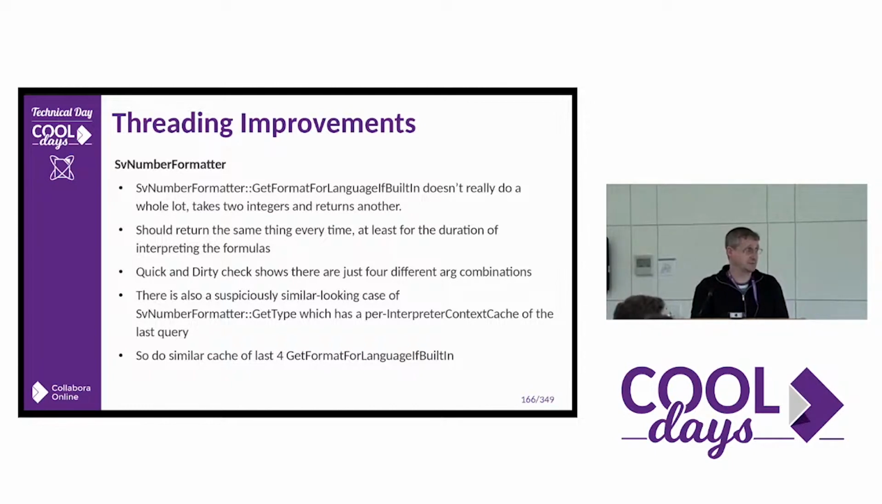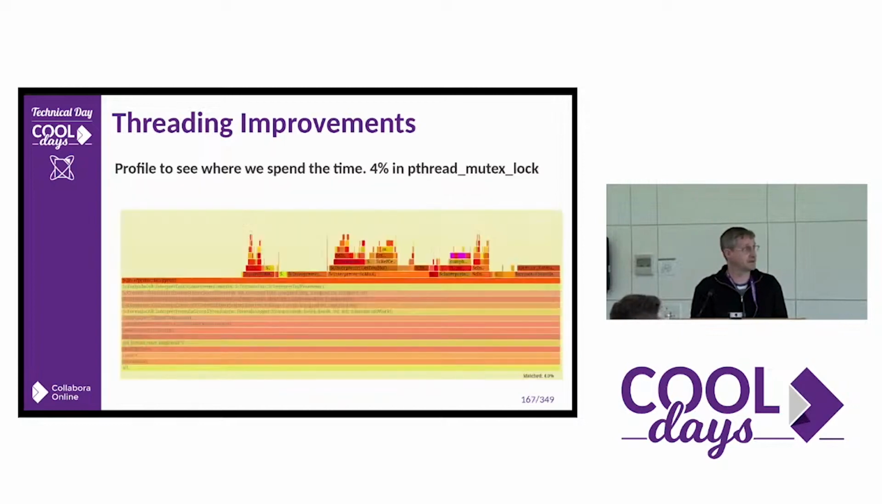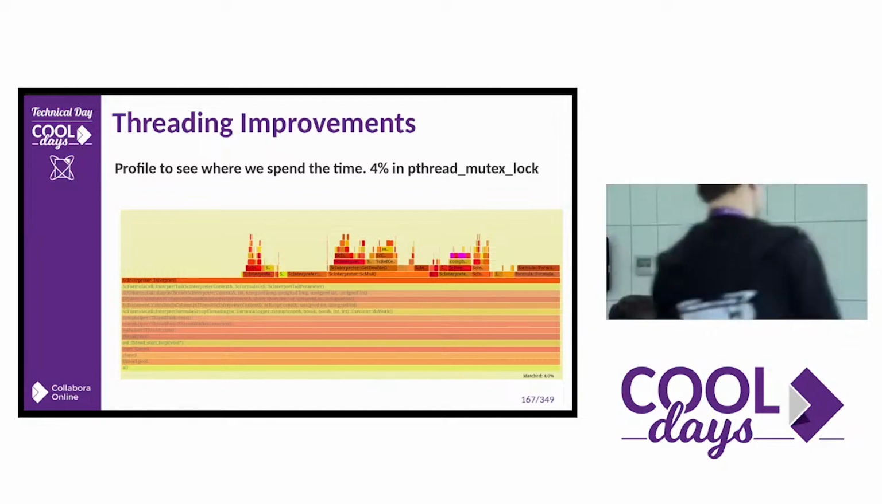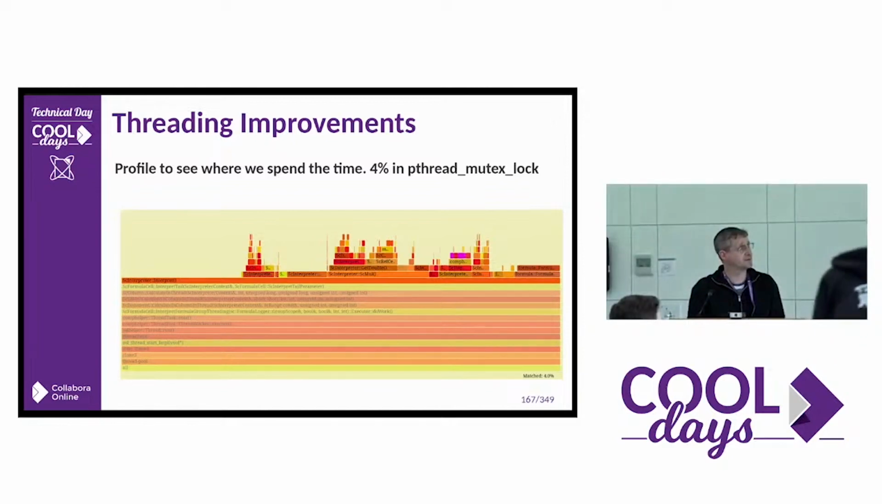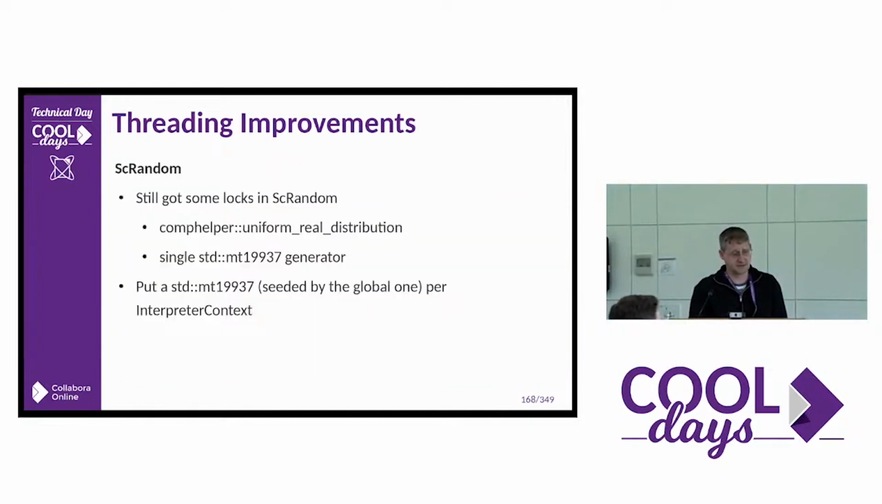A quick and dirty look at it shows only 4 different combinations of arguments to it for this particular document. Looking at similar cases, we find that we already have a per interpreter context cache of the last query, so we can do the same thing for that again. We do that, we put in the cache, we measure it again. Again, highlighted with purple is the pthread mutex. We have very, very little pink, purple, whatever the color is, in that anymore. So we've reduced our lock, and it's down to 4% as opposed to 40% of the time.